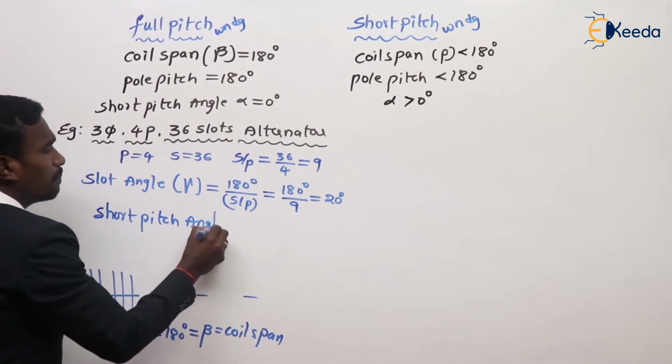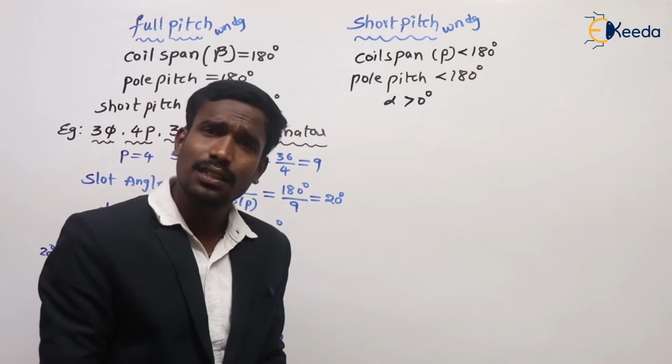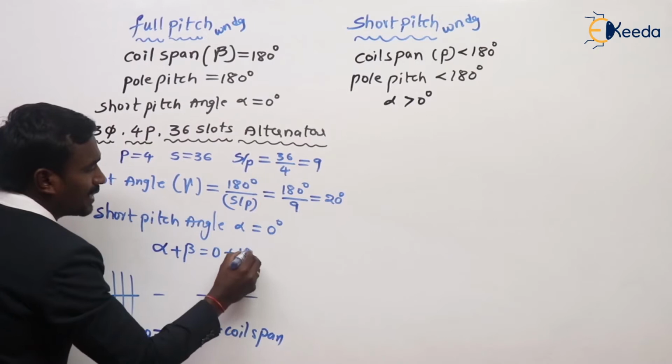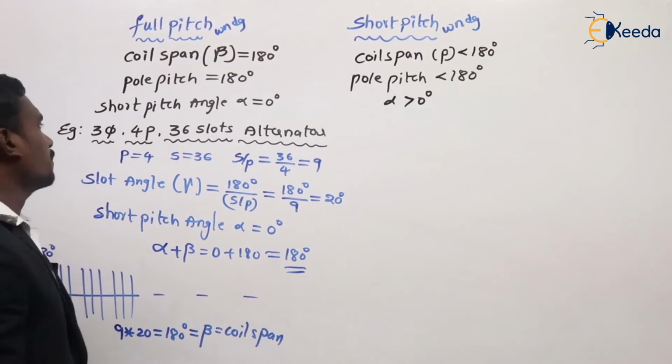Short pitch angle alpha is equal to how much? There is no short pitching. Then what is the alpha? Alpha is zero. So here alpha plus beta, 0 plus 180, is exactly equal to 180. This is our explanation for full pitch winding with an example.